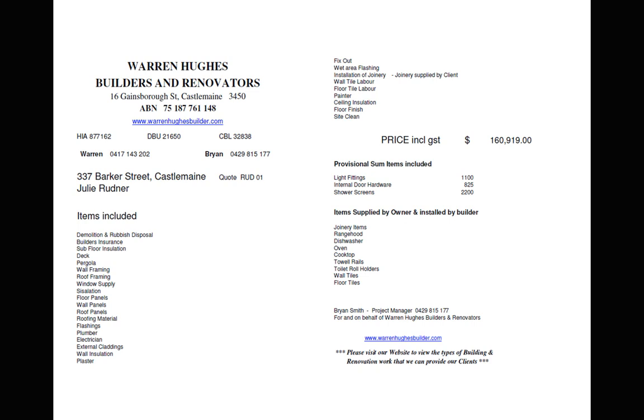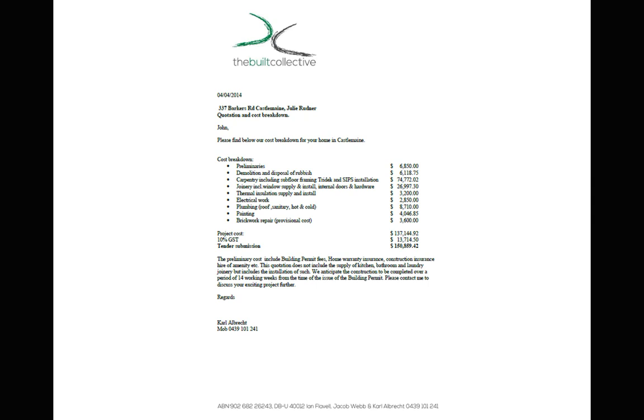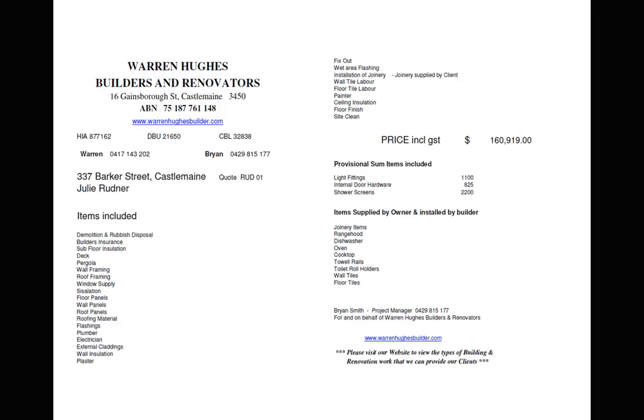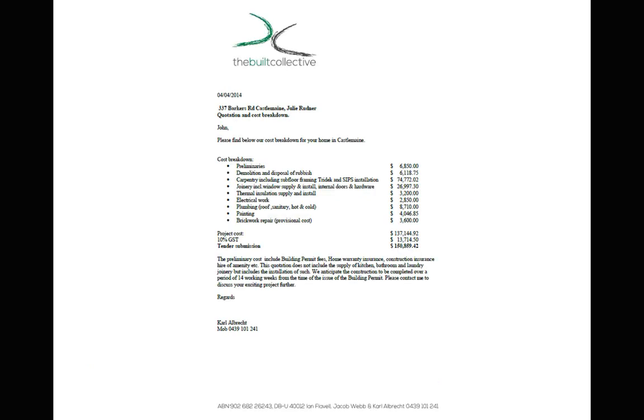But we went to a third builder called the Built Collective, a guy called Carl Albrecht, and you can see the date of the quote there is the 4th of the 4th, 2014. So that's 4 months later. The amount that you can see down there is $150,859.42. So that is actually quite close. There's only $10,000 separating Alan Hughes' price and Carl Albrecht's price.